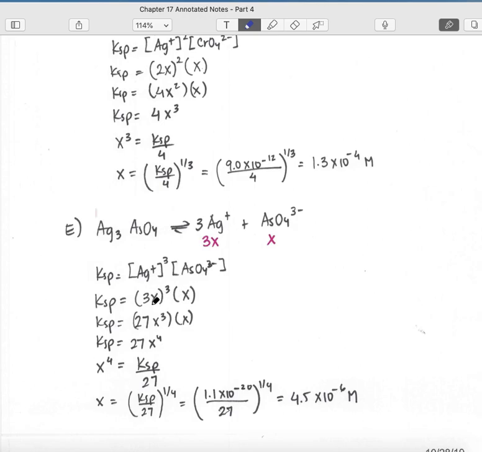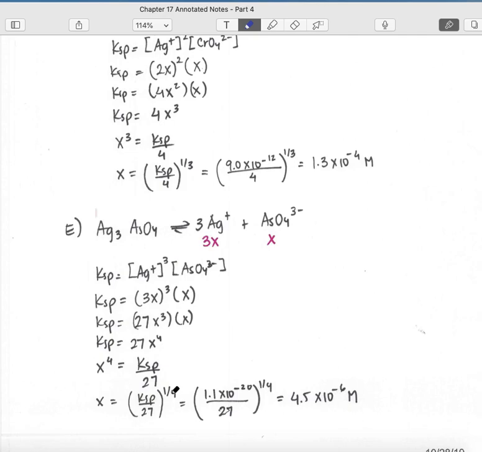Now, 3 to the power of 3 is 27. X to the power of 3 is x cubed. And then we multiply these two parentheses out, which gives us 27x to the 4. And that's what we have here. We are still looking for x, which is the solubility. So the first thing that I do is divide both sides by 27 and end up with this equation. And then we need to get rid of the fourth power here, right? So that means that we need to take the fourth root, if that's the way to say it, which means that I'm just going to take whatever I have on the right and put it to the power of 1/4.